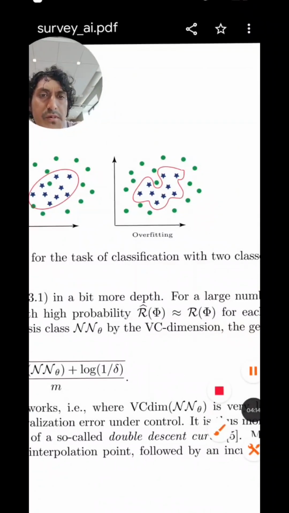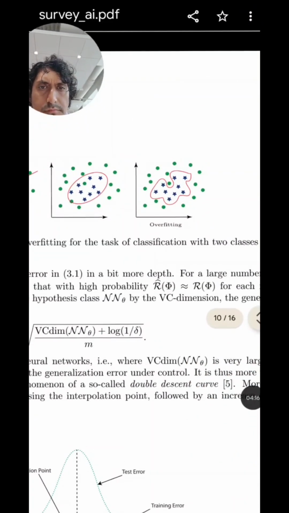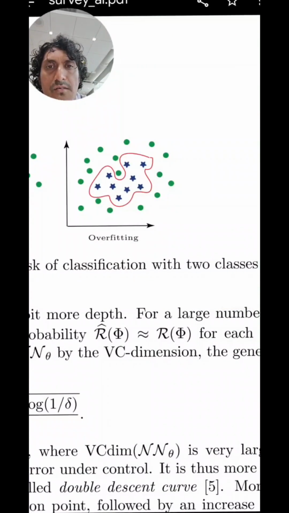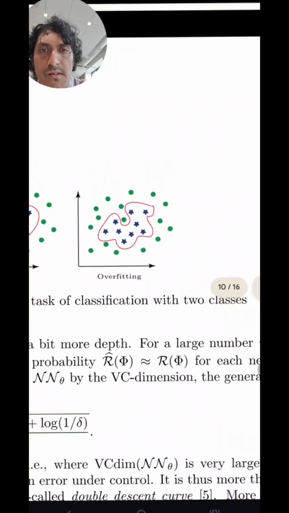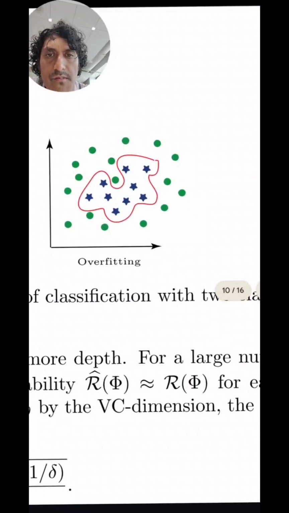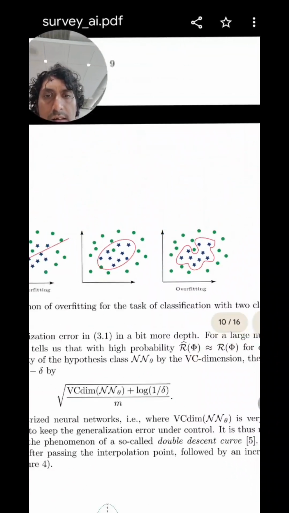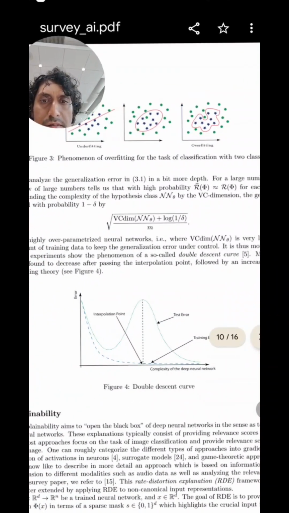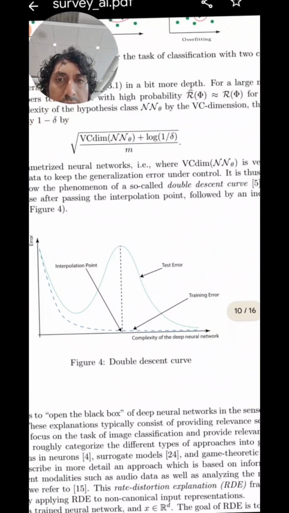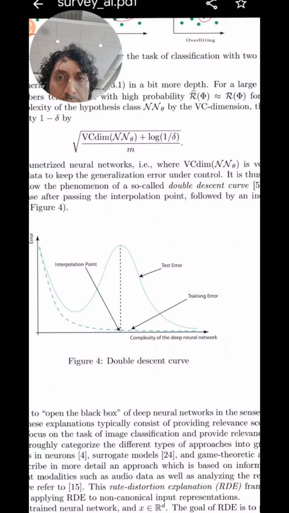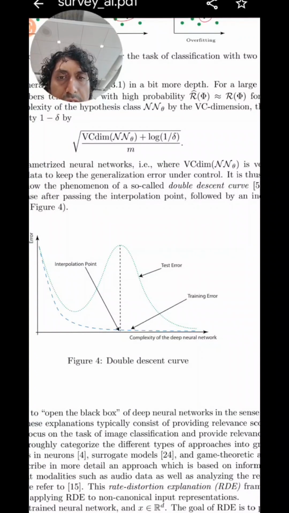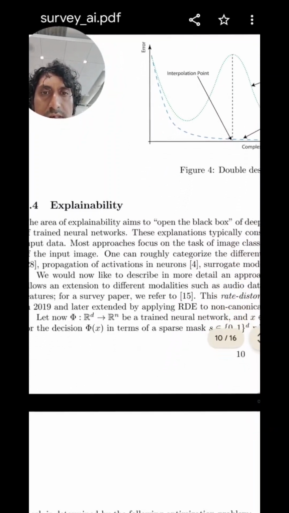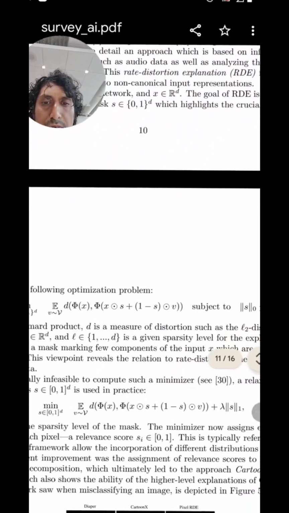In overfitting, the decision boundary zigzags a lot to have 100% separation, which is not ideal. And it also touches on VC dimension and shows an example with the double descent curve, training error and test error and how they're related, and the interpolation point, and then the explainability of neural networks.